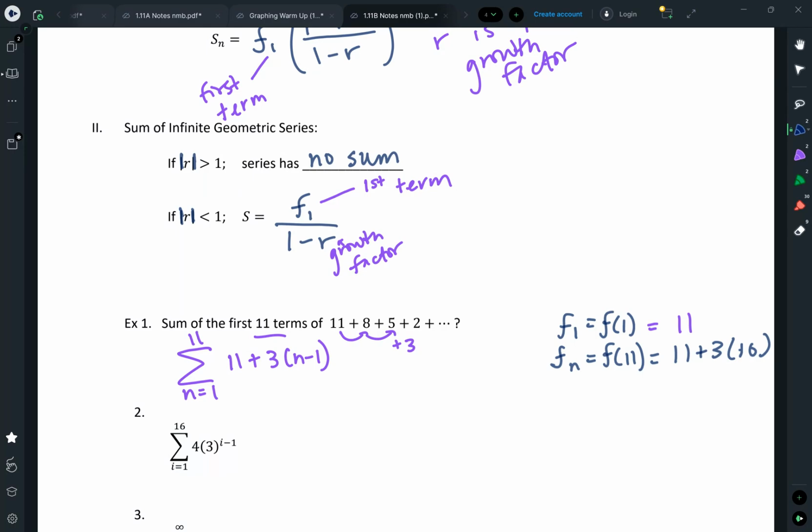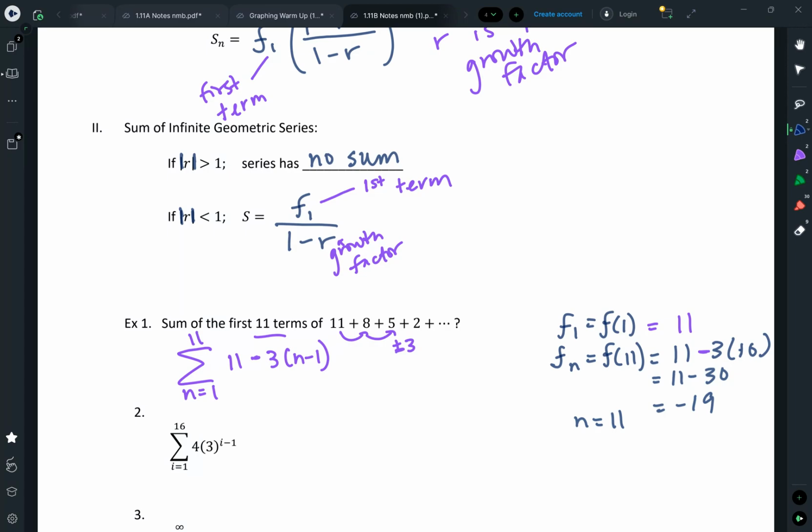Oh, wait. I'm not adding, I'm subtracting. That could have been bad. Minus here. It's going down by 3 each time. It's a good thing I had my notes handy. Minus. Okay. No wonder it did not look like we did in class. So 11 minus 30 is going to be negative 19. That sounds more familiar. And then what else do we need? And our number of terms is just 11.